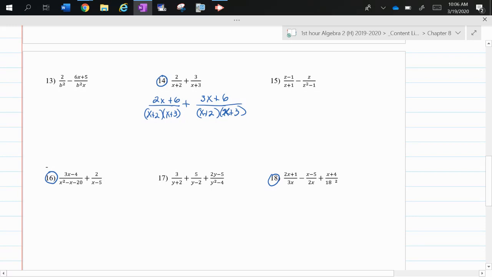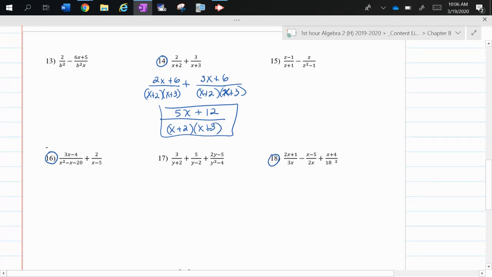Now, once I get a common denominator, I'm going to add all my numerators together. 2x plus 3x is 5x, and 6 plus 6 is 12, all over the common denominator. That's supposed to be a 2 there. And the last thing I want to do is factor my numerator to see if I can simplify. And I see that I cannot factor 5x plus 12, so I'm finished.